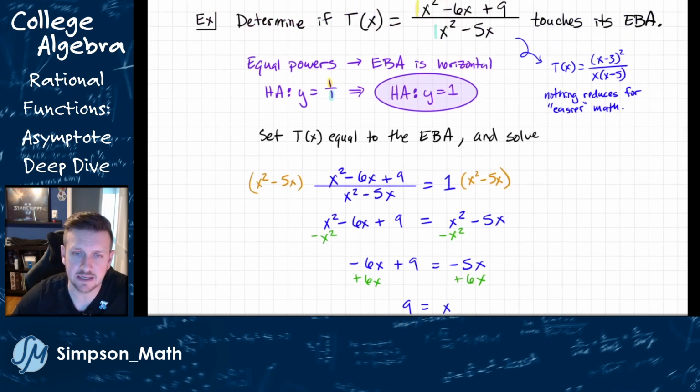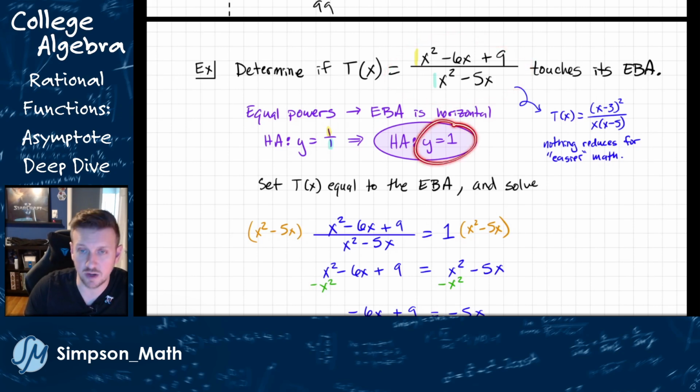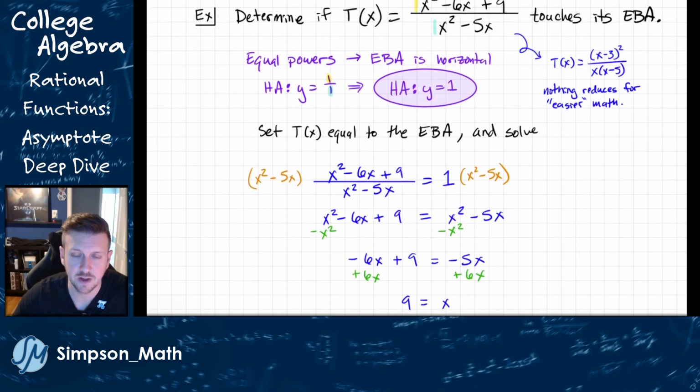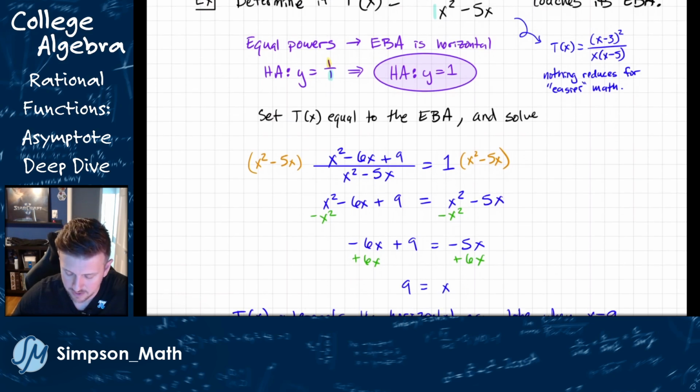So the idea here is I have this function. I want to see, does it ever equal 1? If your end behavior asymptote isn't a constant, if it's not a horizontal line, then instead of being set equal to 1, it would be set equal to that expression. So it'd be maybe x plus 3 or whatever it is. So we're going to set t of x and the 1 equal to each other, and then see what x's make them equal, if any. So set them equal to each other, and then solve.